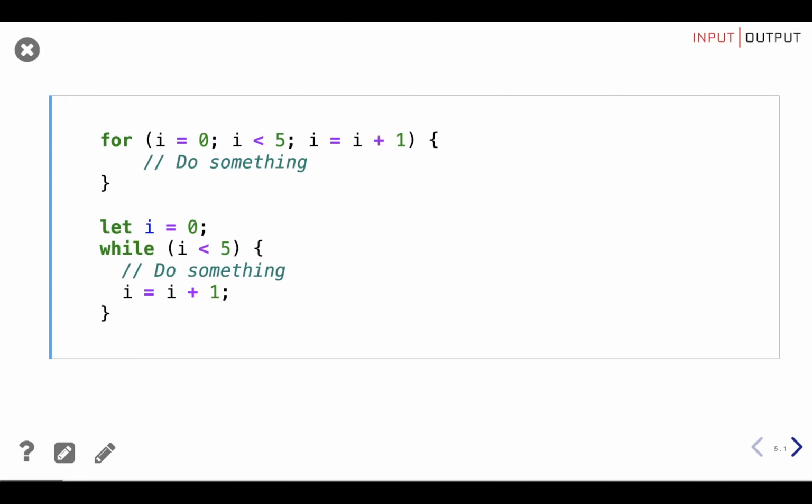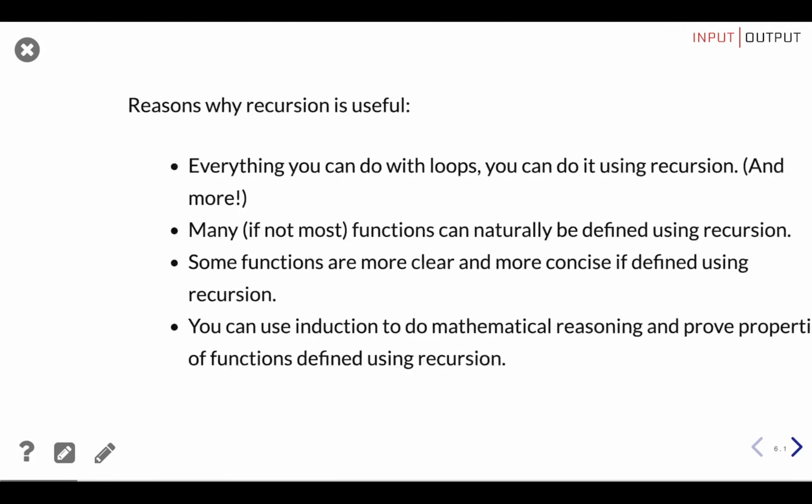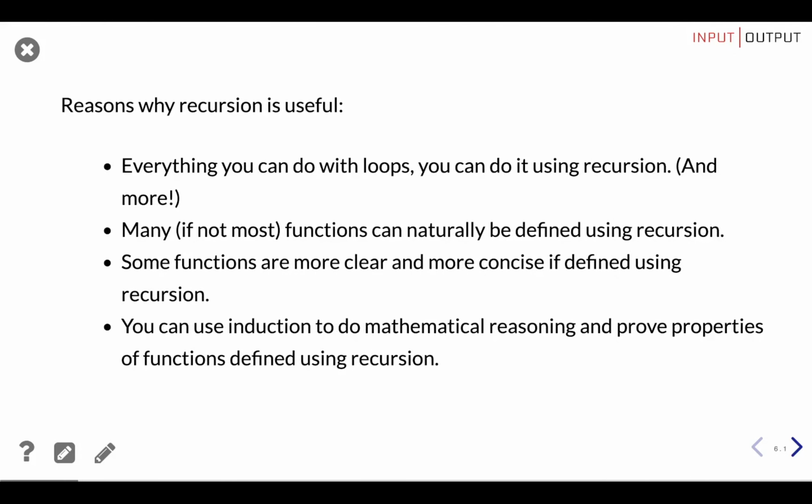Instead, we have recursion. And how is recursion better than looping, you say? Here are a few reasons. Everything you can do with loops, you can do using recursion. And on top of that, there are even programs that you can recursively define that cannot be written using for loops. Many, if not most, functions can naturally be defined using recursion. This means that the way you abstractly think about the function and the way you write it using recursion is highly similar. Also, some functions are more clear and more concise if defined using recursion.